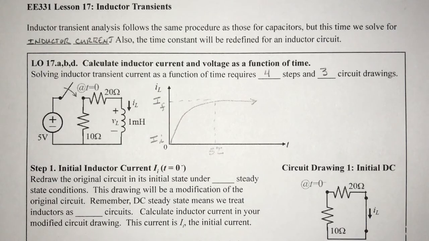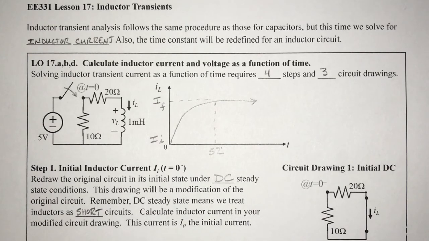Step 1. Redraw the original circuit in its initial state under DC steady state conditions. This drawing will be a modification of the original circuit. Remember, DC steady state means we treat inductors as short circuits. Calculate inductor current in your modified circuit drawing. This current is the initial current. Note that there's no sources connected, so IL is equal to 0.